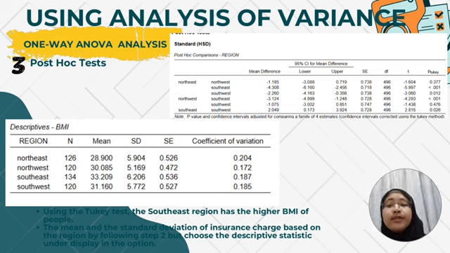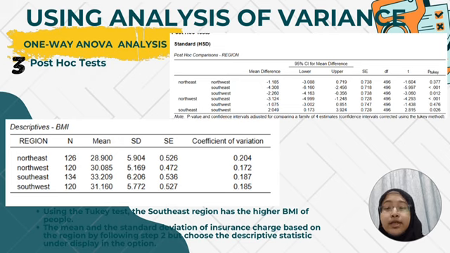I will continue with the descriptive statistics. In this section, I will summarize the BMI data for each region. We can obtain the mean and standard deviation of the BMI based on the region, following the same steps as tab 2, but choosing the descriptive statistics under the display option.